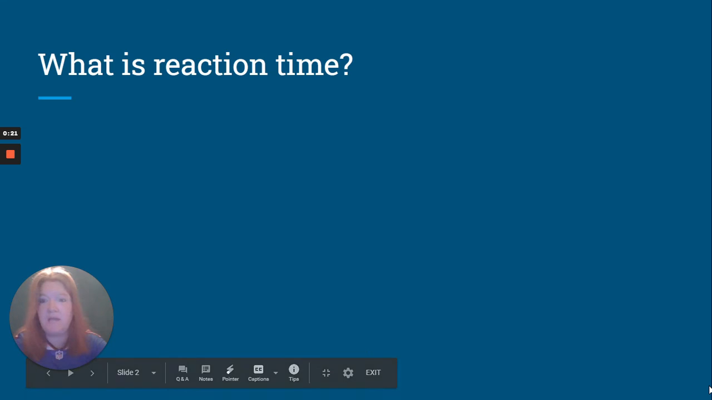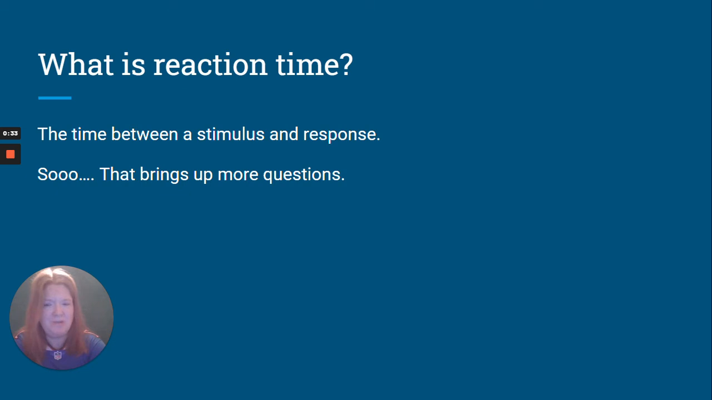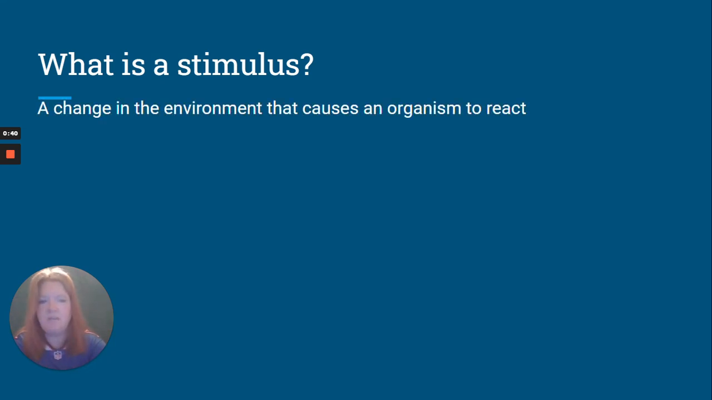What is reaction time? Well, it means the time between a stimulus and a response. So that probably brings up more questions because those are two vocabulary words that now we're going to cover. What is a stimulus? Well, it's a change in the environment that causes an organism to react. Well, what does that mean? First, the plural is stimuli. So one stimulus, two stimuli, 100 stimuli.